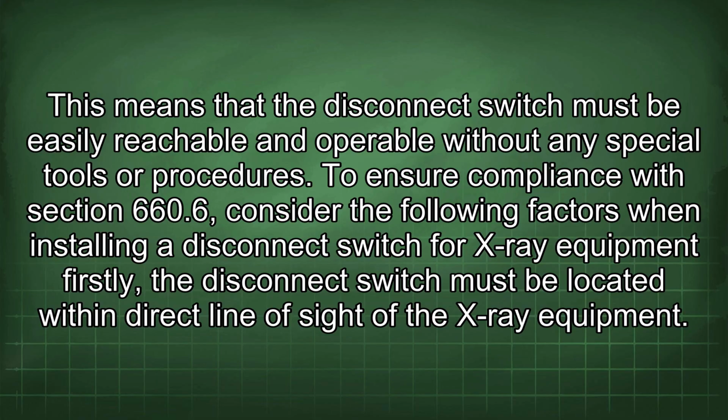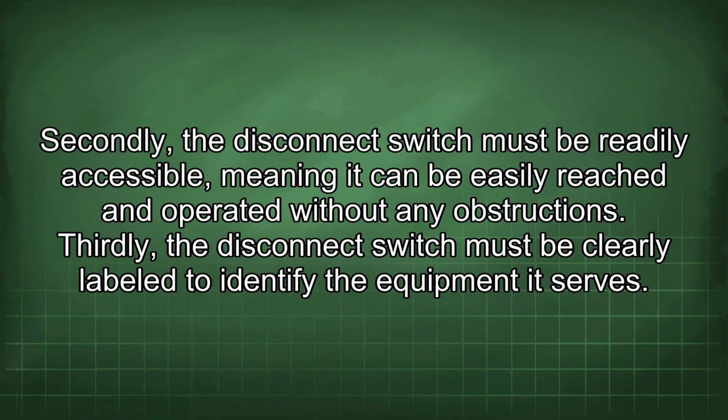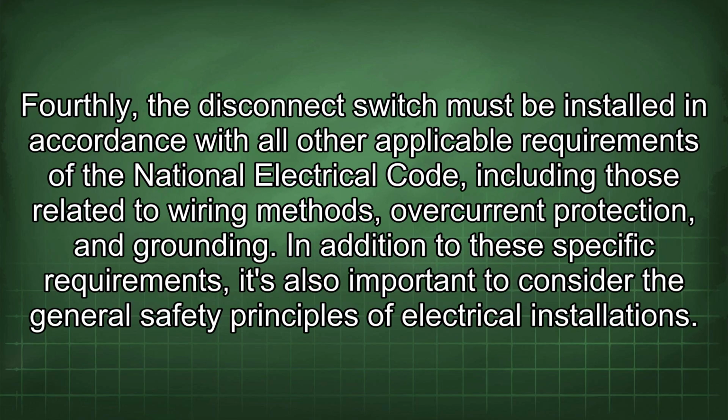To ensure compliance with Section 660.6, consider the following factors when installing a disconnect switch for X-ray equipment. Firstly, the disconnect switch must be located within direct line of sight of the X-ray equipment. Secondly, it must be readily accessible, meaning it can be easily reached and operated without any obstructions. Thirdly, it must be clearly labeled to identify the equipment it serves. Fourthly, it must be installed in accordance with all other applicable requirements of the National Electrical Code, including those related to wiring methods, overcurrent protection, and grounding.